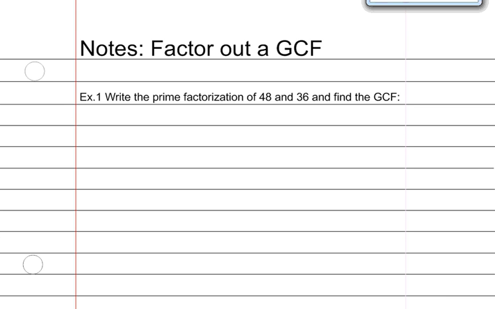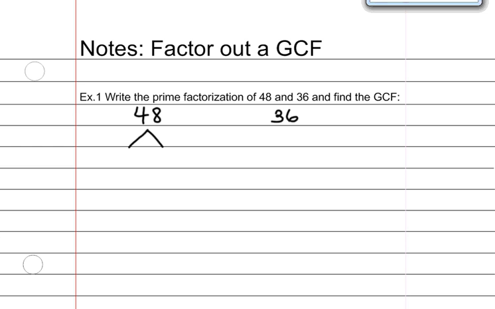Today we're going to factor out the greatest common factor. Our first example will be to write the prime factorization of 48 and 36 and find the greatest common factor. So I want you to go back to those lovely factor trees that you learned in middle school. We're going to take 48 and find the prime factors. You might have learned a different method, but I like to use the little factor tree.